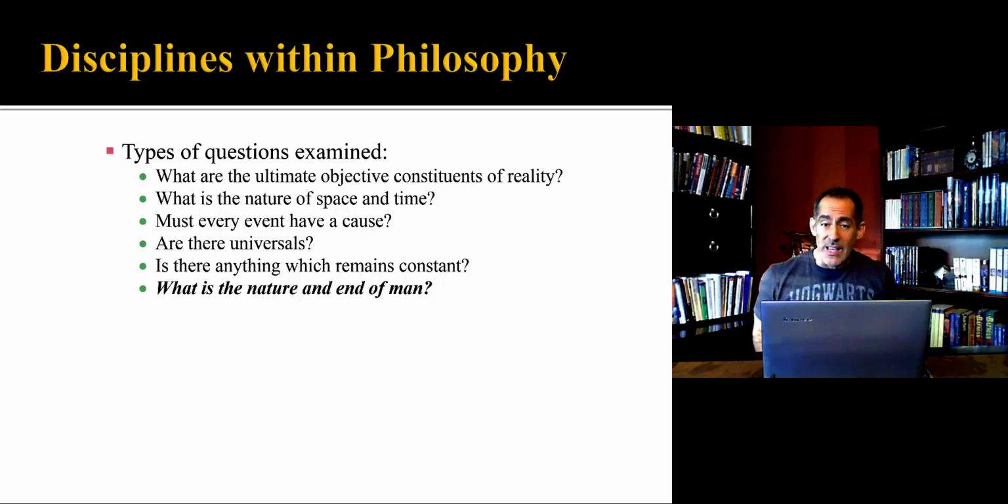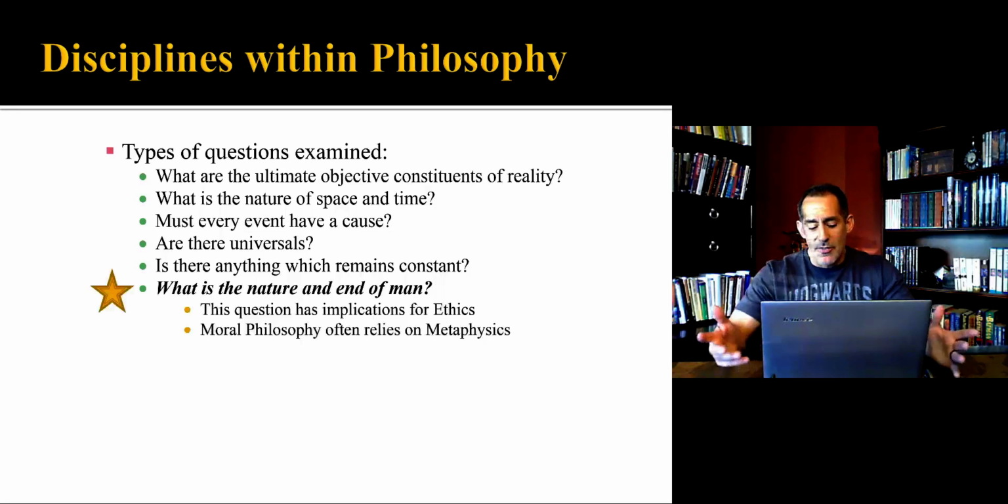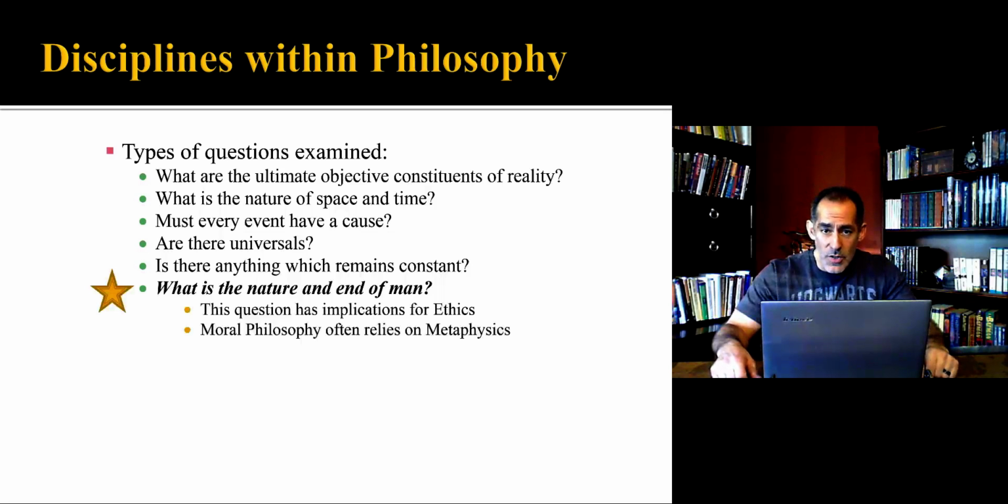What's the nature of space and time? Must every event have a cause? Are there universals? Is there anything which remains constant? The nature and end of man? Things like that. As a matter of fact, that last one, which is the metaphysical question, is going to have a lot of implications for ethics.